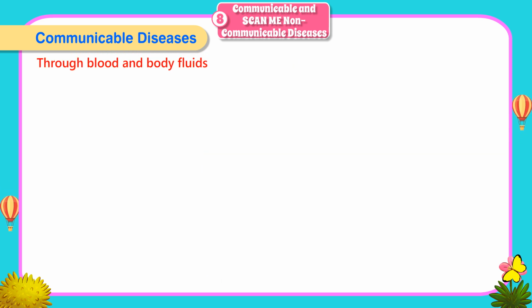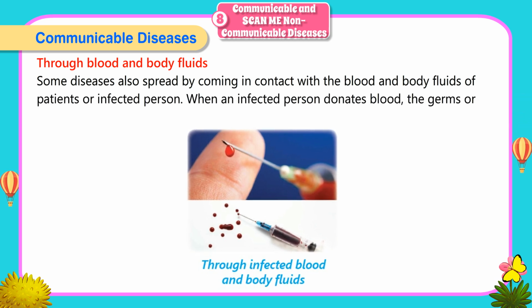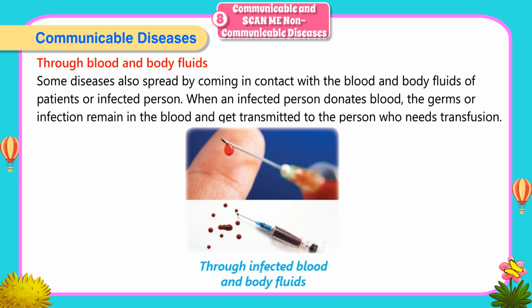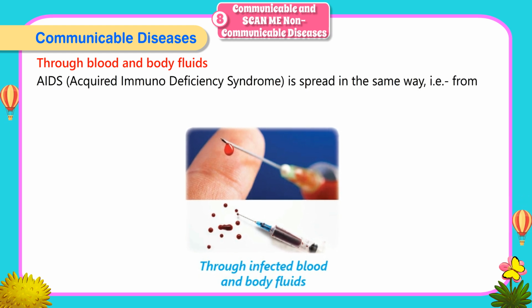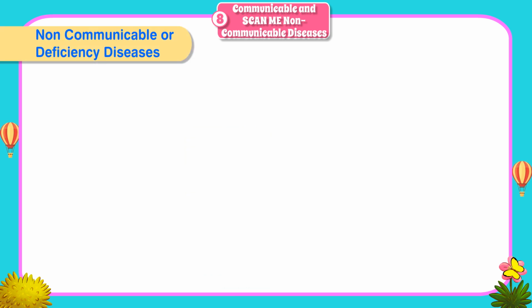Through blood and body fluids. Some diseases also spread by coming in contact with the blood and body fluids of patients or infected persons. When an infected person donates blood, the germs or infection remain in the blood and get transmitted to the person who needs transfusion. AIDS, acquired immunodeficiency syndrome, is spread in the same way, i.e. from infected needles or transfusion.